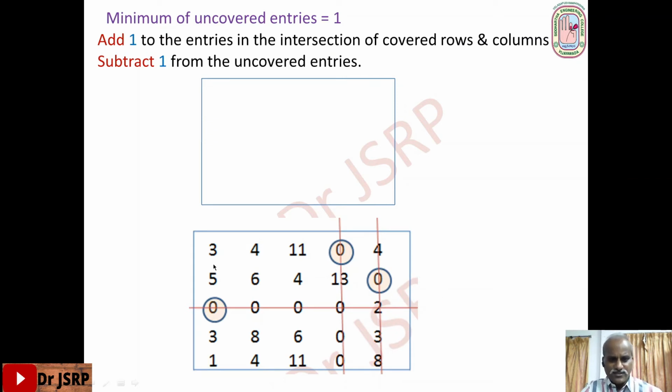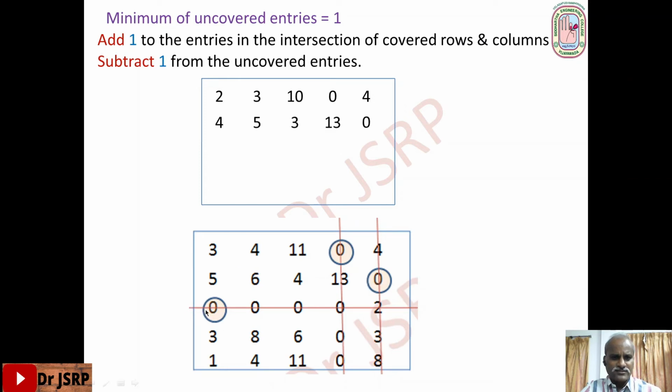Okay, right. So this is uncovered entry. Subtract 1 here. 3 minus 1, 2. Subtract here. 4 minus 1, 3. Subtract here. 11 minus 1, 10. This remains same, 0. This remains same since it lies in covered column only. Similarly, this also remains same, 4. Since it also lies in covered column only. Okay. Next, these are uncovered entries. Subtract 1. 5 minus 1, 4. 6 minus 1, 5. 4 minus 1, 3. And these 2 remain same. 13, 0.